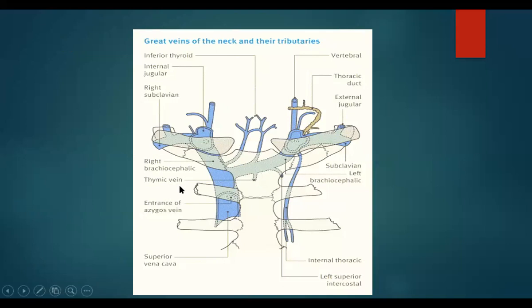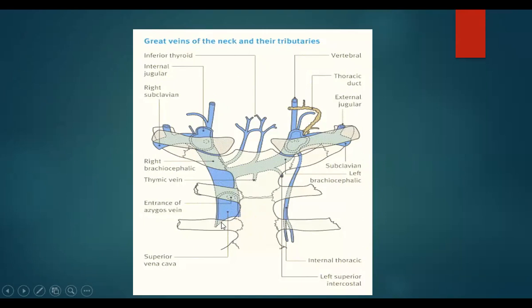So in this picture, azygous vein is not shown. Whether it is shown here? No. Okay, here it is shown. Entrance of the azygous vein. So before it pierces, this is the beginning of the superior vena cava at the first right costal cartilage. Then it pierces the pericardium at the second costal cartilage. Before it pierces, there is a large vein opening into the superior vena cava, that is the azygous vein.